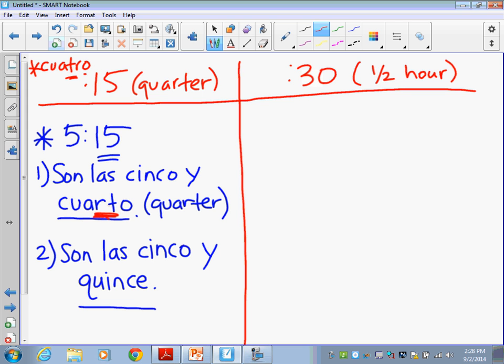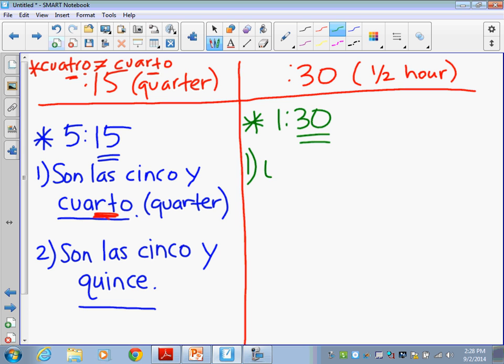Notice here, you guys, that this is spelled differently than the word for. Four, cuatro, C-U-A-T-R-O, is not equal to cuarto, that is C-U-A-R-T-O. So really pay attention to that this is saying a quarter, not it is 5:04. It's 5:15 or a quarter after 5, okay?